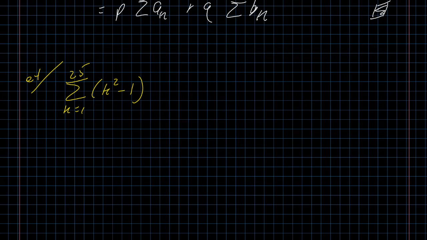And so if we have something like the sum k goes from 1 to 25 of k squared minus 1, we could go and write out all 25 terms: 0 plus 3 plus 8 plus 15 plus 24 plus 35, 48, 63, 80, 99, 120, 143, and keep going. It would work. It would take some writing, but it would work.